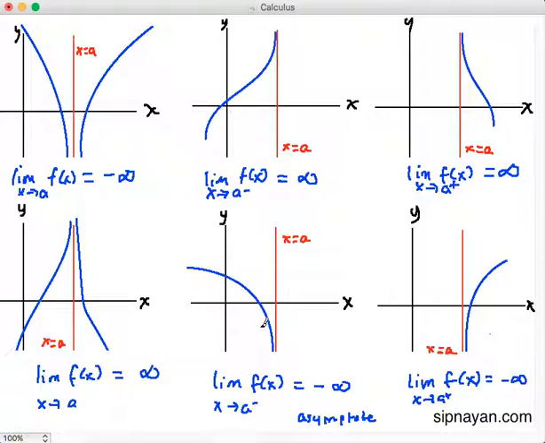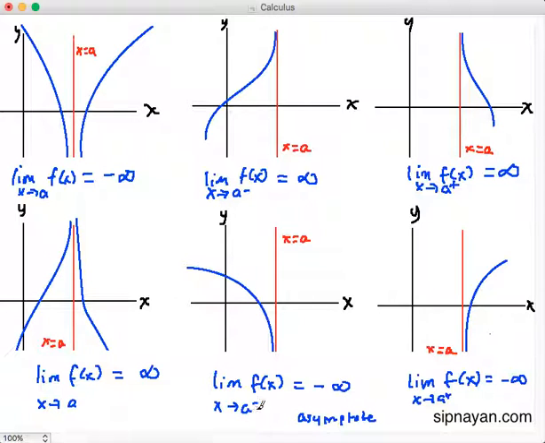Sa previous video, pinag-aralan natin yung graphical interpretation ng infinite limits, no? Sabi natin, there are several cases para magkaroon tayo ng infinite limits. Here, we have the limit of f of x as x approaches a is equal to negative infinity. Tapos ito naman, positive infinity. Tapos itong dalawa, we have the limit of f of x as x approaches a from the left is equal to positive infinity. So habang pupunta siya dun sa x, this is our x equals a, pataas naman siya, so positive infinity.